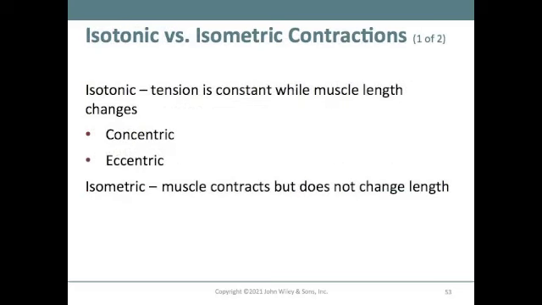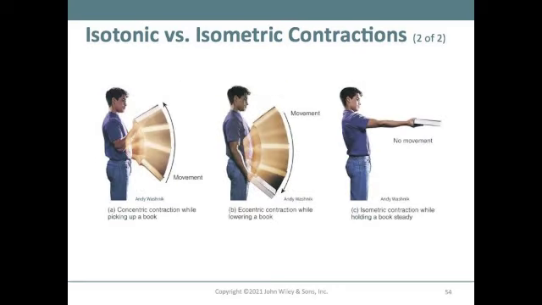So let's talk about isotonic and isometric contractions. Isotonic tension is constant while muscle length changes. There are two types of that, concentric and eccentric. Let's talk about isometric quickly. In isometric contraction, the muscle contracts but does not change length. This is figure 10.15 on page 331.